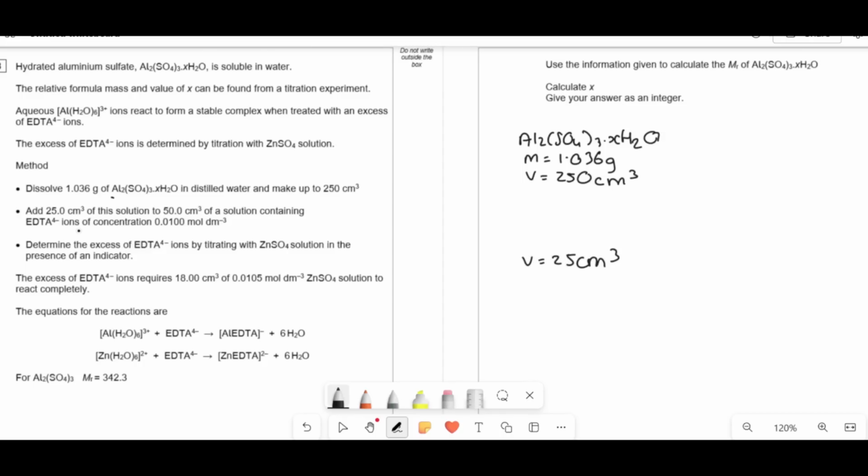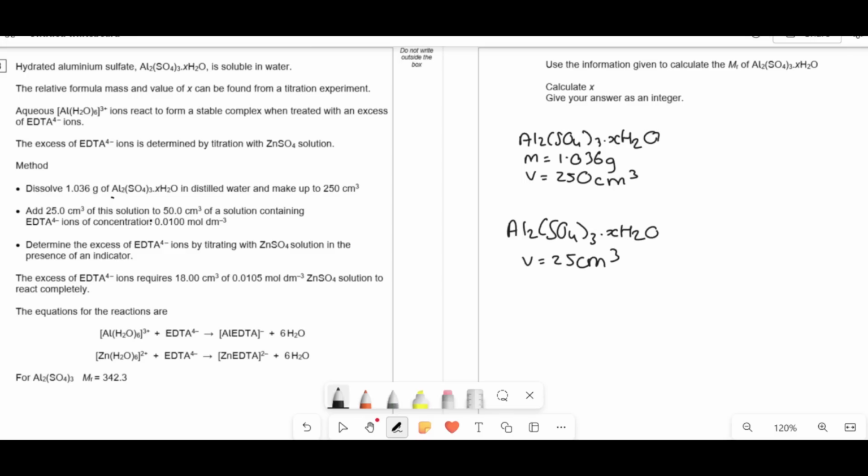So a lot of times I ask people this and they say, this solution. Does this solution say anything useful? No. Add 25 centimeters cubed of this solution. That's not sufficient. You need to say who is in that. Who is it? 25 centimeters cubed of this solution was from this first part. What's in it that's actually reacting or that we care about? Well, it's this. The Al2(SO4)3.xH2O is in that 25 centimeter cube.